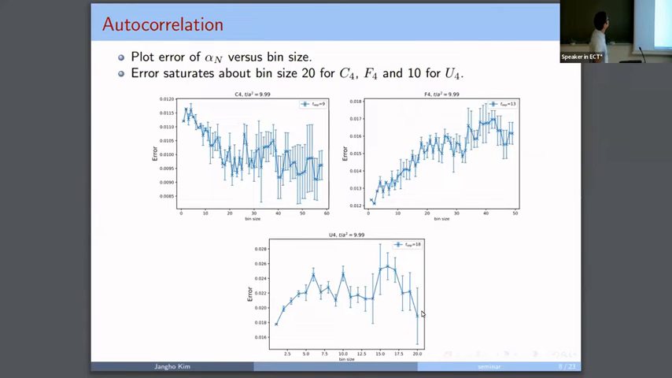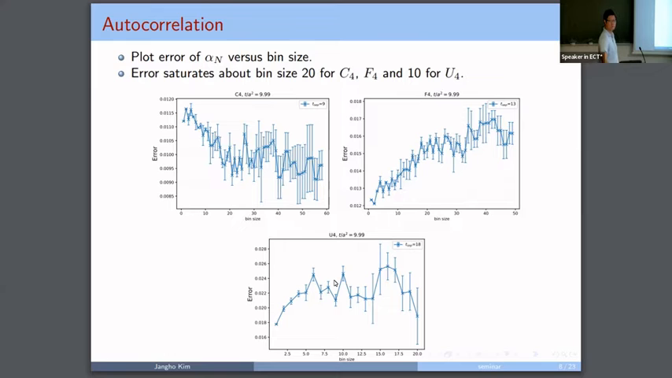This is the autocorrelation study. Here I plot the error of alpha n versus bin size for the C4, F4, and U4 ensembles. Roughly at bin size 20 the error saturates, also for F4. For U4 we have only 200 configurations, so we choose 10 for the bin size.